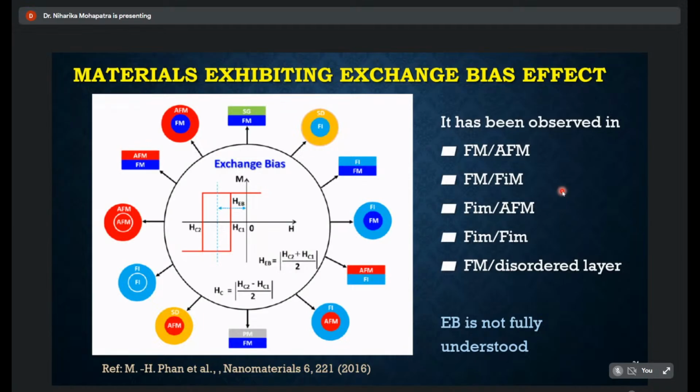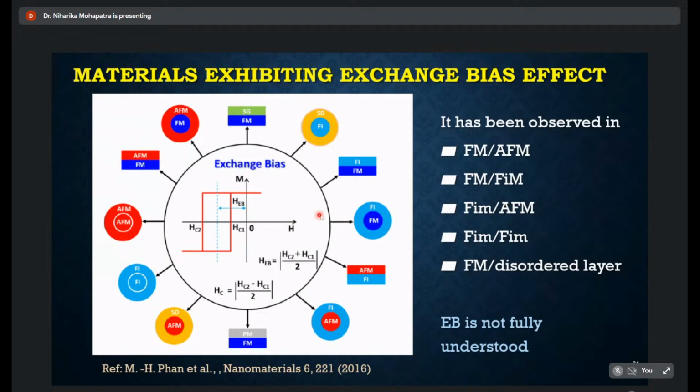Although the exchange bias effect has many applications, since the mechanism has not been well understood, research is still continuing and we try to improve the properties. Why do we try to improve? Because of the applications, it has the potential for many applications. The applications include data storage devices, memory systems, magnetic sensors, and biomedical applications like hyperthermia and contrast agents in magnetic resonance imaging. So there are many applications.